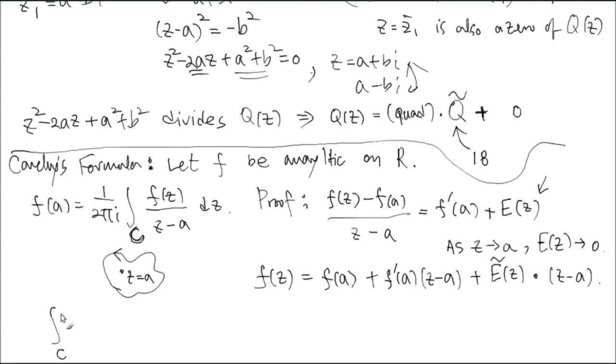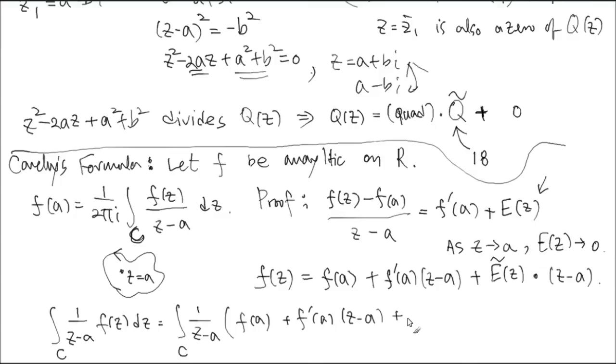This integral, without the 2 pi i, I'm going to relate: 1 over z minus a, f of z dz is equal to 1 over z minus a multiplied by all these parts, f of a plus f prime of a times z minus a plus z minus a times E tilde, which is continuous and becoming almost 0. By the Cauchy-Goursat theorem, as long as the contour encloses a and doesn't pass through it, it doesn't matter which circle you choose, it's going to be the same value, right? See that? So we have a freedom of choosing this c. No matter which one, as long as it's enclosed, it is going to be the same.